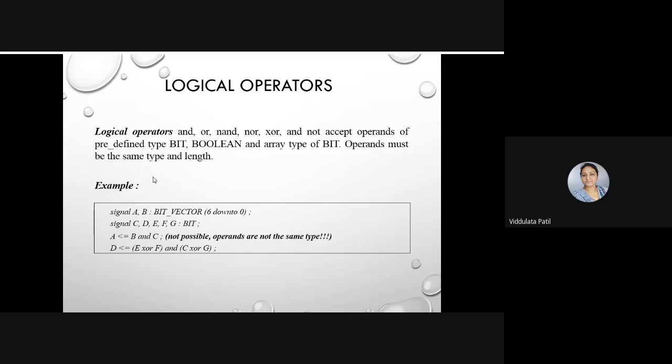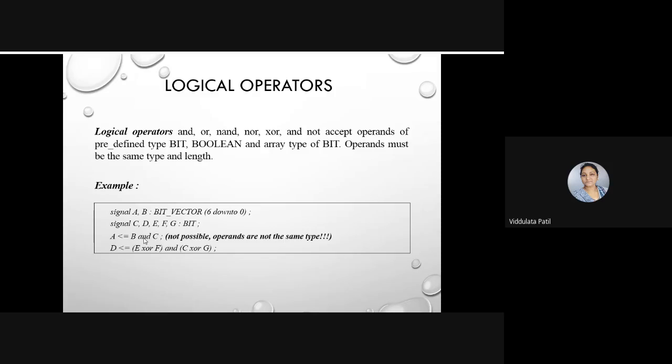Here these examples are given. Signal a, b are bit vectors. That is the first declaration, and then signals c, d, e, f, g are bits. Now here the assignment operator is used, less than or equal to. Whatever expression is assigned to a, so a is assigned b and c. Now this will give a syntax error because b is a bit vector while c is a bit.